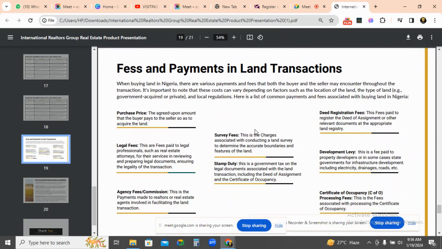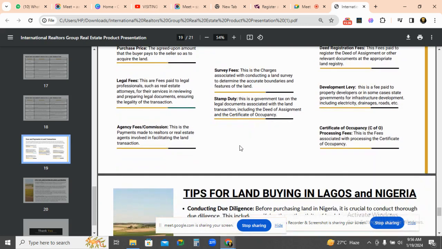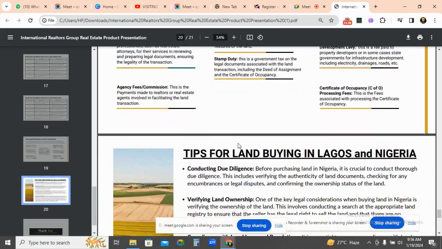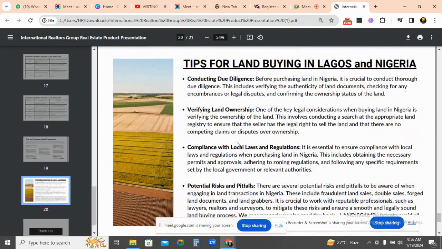Okay, so when it comes to fees and payment in land transaction, we have purchase price, legal fees, agency fees, survey fees, stamp duty, deed of registration fees, development levy, certificate of occupancy processing fees, and the rest like that. So what are you to do if you want to buy land in Lagos? Right. Number one, conduct due diligence.